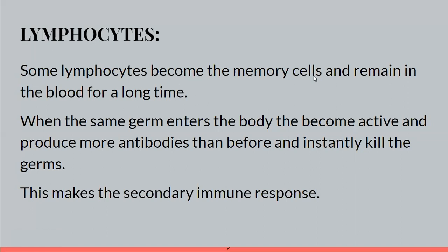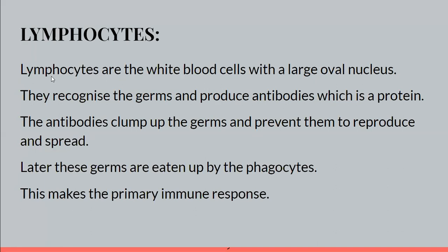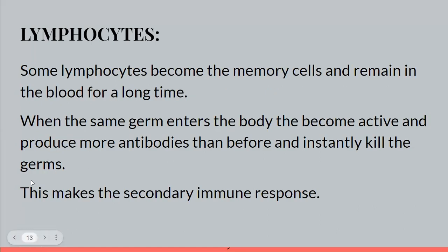Some lymphocytes become the... Lymphocytes are the white blood cells with a large vacuole. They recognize the germs and produce antibodies, which is a protein. Antibodies clump up the germs and prevent them from reproducing and spreading. Later, these germs are eaten up by the phagocytes. This makes our primary immunity response.